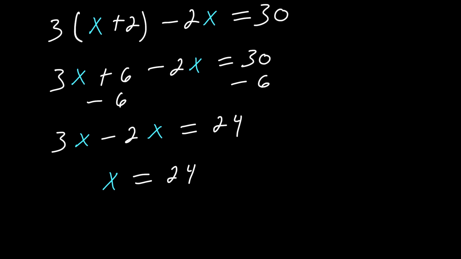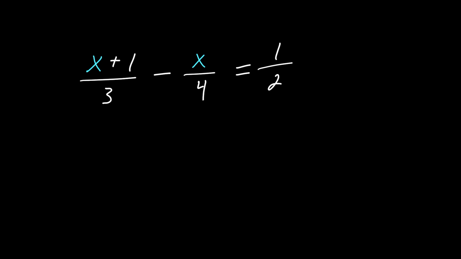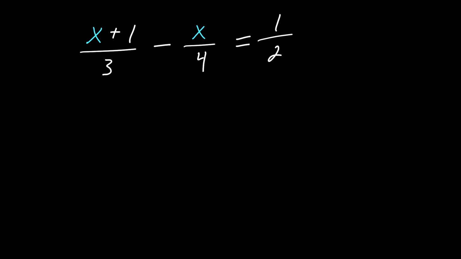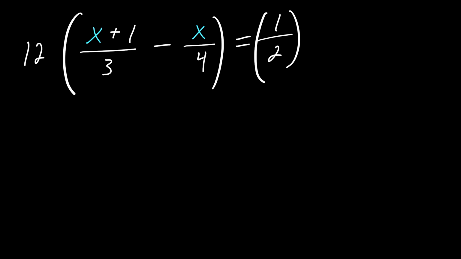Alright, so now let's do another example. We've got (x + 1) divided by 3 minus x divided by 4 equals 1/2. So same thing, we've got to clear these fractions, so we need to find the least common multiple of 3 and 4. And that's going to be 12. So we're going to multiply the left-hand side by 12 and the right-hand side by 12. So 12 here, 12 there.